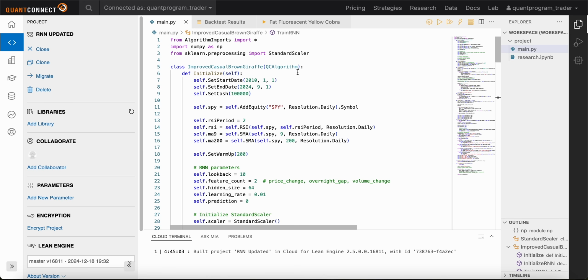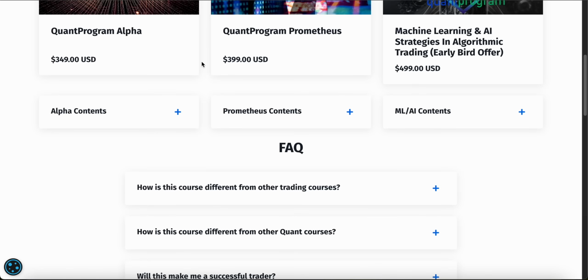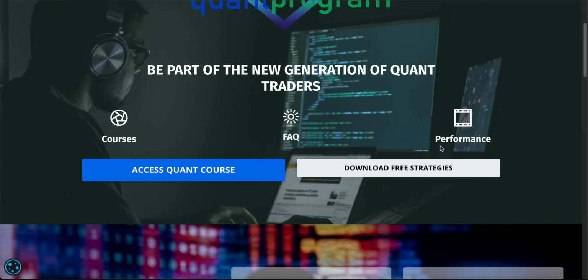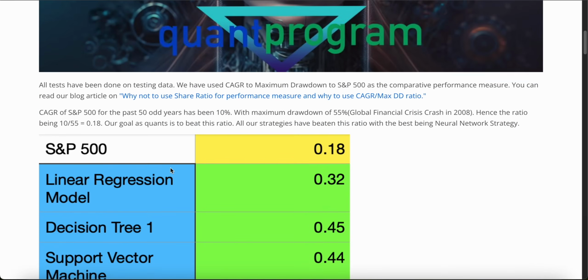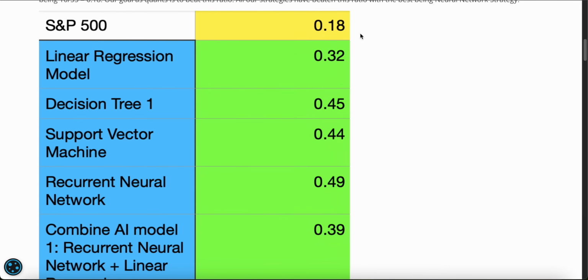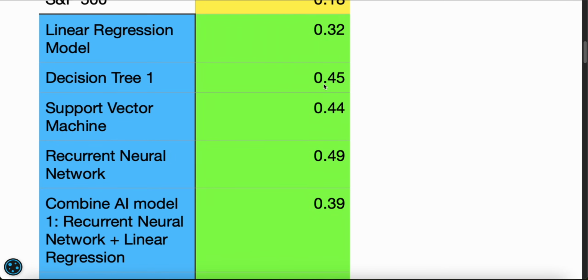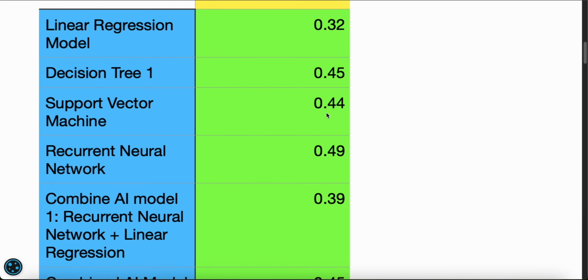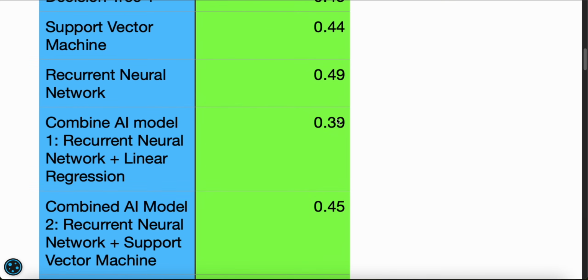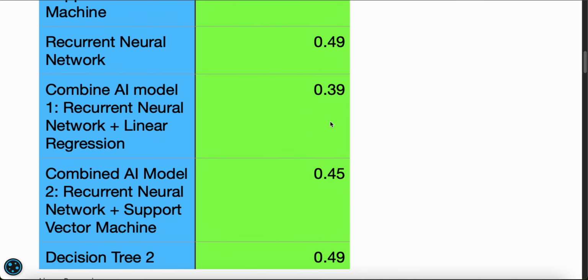So this is the RNN strategy, and you can actually improve this strategy as well by combining it with different models. So let me go through some of the performance of our machine learning strategy on that training data. So I can see different models here. So S&P 500 ratio 0.18. So our linear regression model has 0.32, decision tree 0.45, support vector machine 0.44, recurrent neural network 0.49. There's a combined model of 0.39.